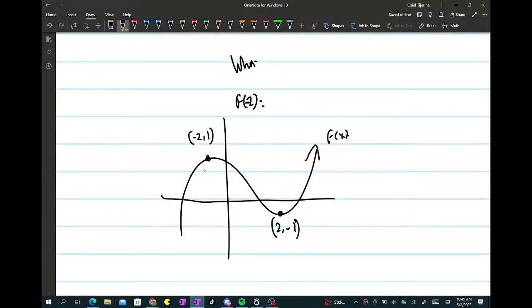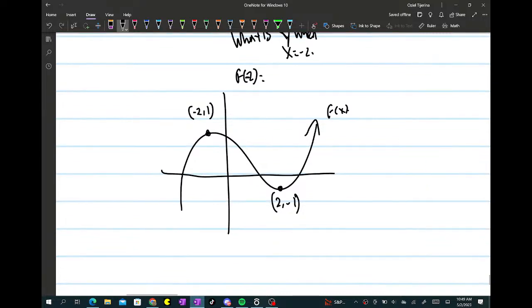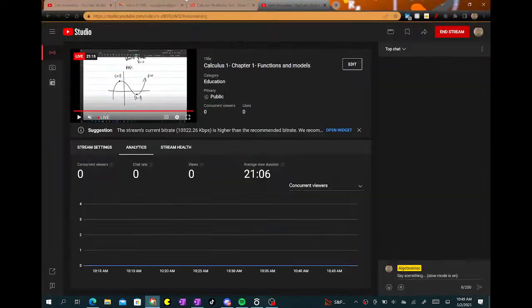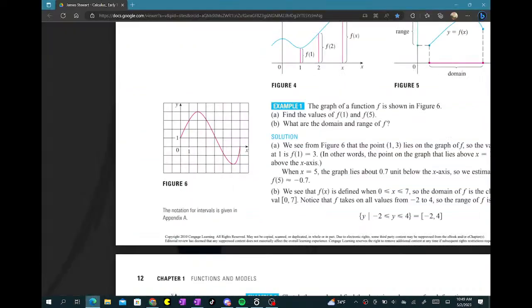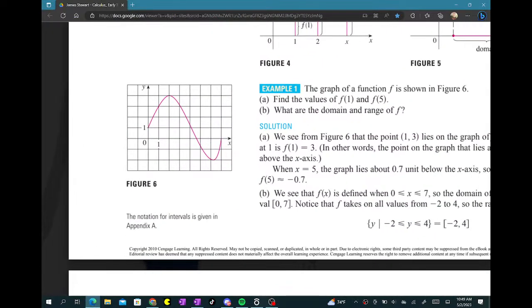So what is y when x equals negative 2? That is basically what this is talking about. And so we know that when x equals negative 2, y is equal to 1. So f of negative 2 is 1. That is how you evaluate a function from a graph.